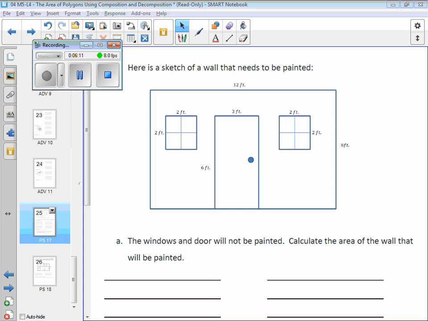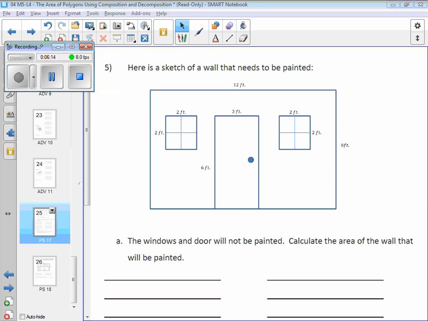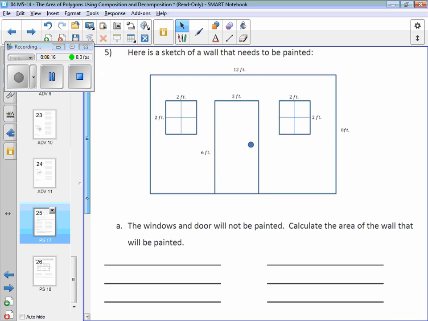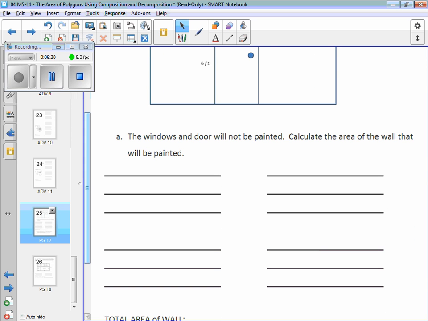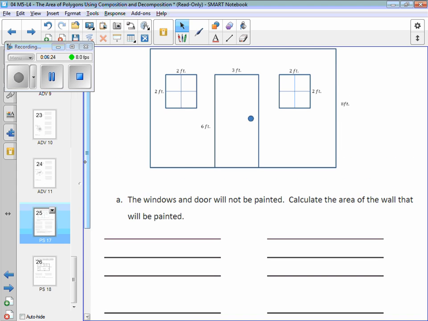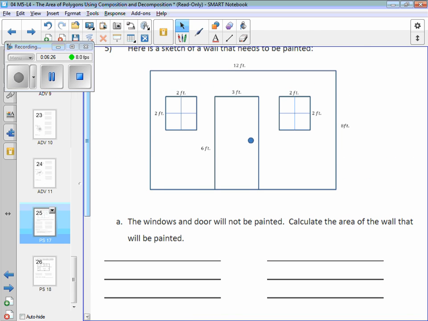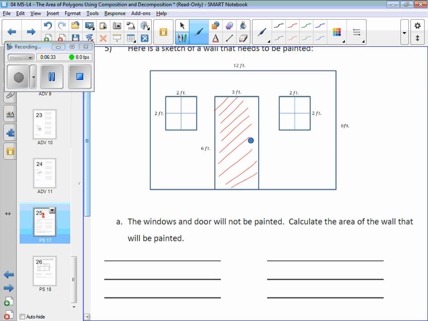Okay, so here's a sketch of the house. It has to be painted. I hate scrolling back and forth, but I've got to. The windows and the door will not be painted. Calculate the area of the wall that will be painted. So we have to disregard the windows and the door. So if it helps you, very lightly put some lines through them, because that is not going to account for our area.